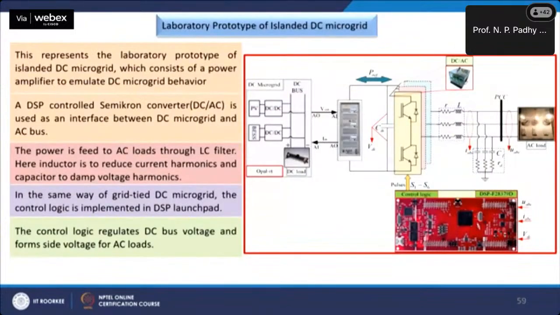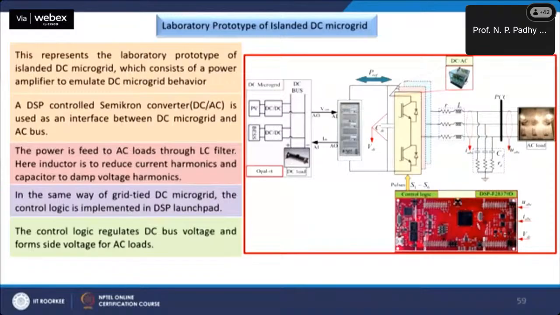Now, the laboratory prototype of the islanded DC microgrid consists of a power amplifier to emulate DC microgrid behavior. A DSP controlled converter, DC to AC, is used as an interface between the DC microgrid and the AC bus. The power is fed to AC loads through an LC filter. Here the inductor is to reduce current harmonics and the capacitor to damp voltage harmonics.